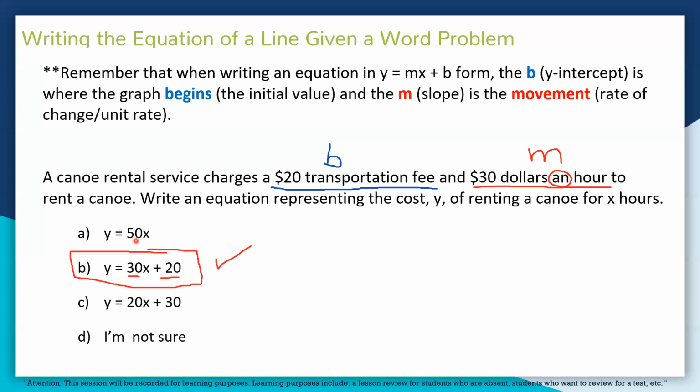And then A, it looks like they were added together. But they can't be added together because it's 20 bucks no matter what, but then it's an additional $30 every hour. So that's your rate, that's your movement that's going to be changing depending on how long you rent the canoe for. So B is that correct answer here today.